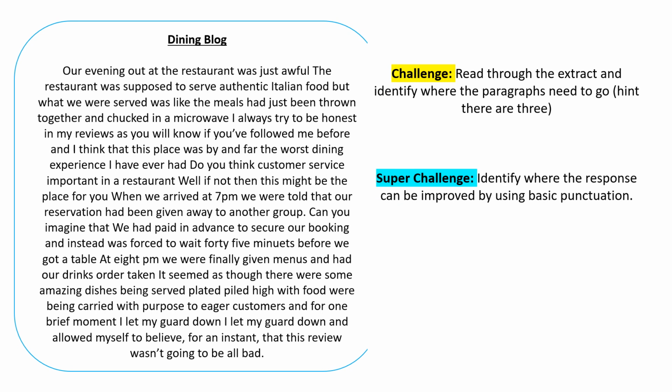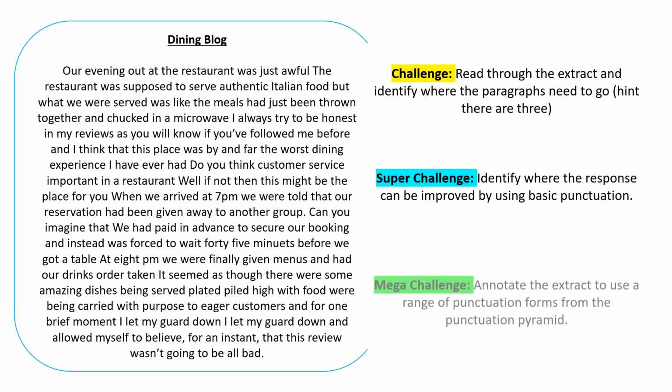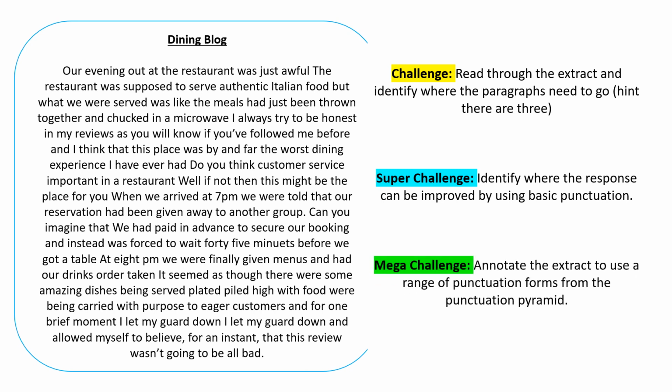For the super challenge, identify where the response can be improved by using basic punctuation. If you're not sure what we mean when we say basic punctuation, we're talking about the top 2 or 3 layers of the punctuation pyramid, essentially things like full stops, commas, question marks, and exclamation marks. Then if you can stretch yourself, try and annotate the extract to use a range of punctuation forms from the punctuation pyramid, and the aim of this is to get down to that lower level, or the highest level if you think about it in terms of the things that will get you marks.